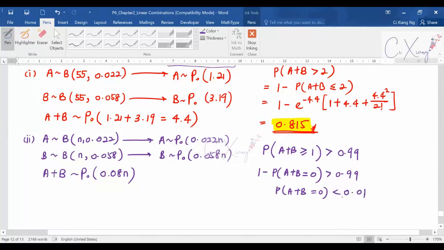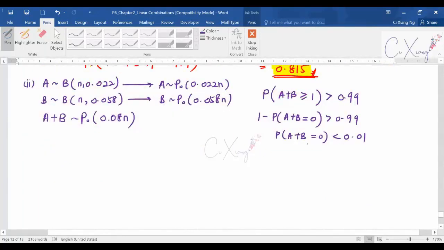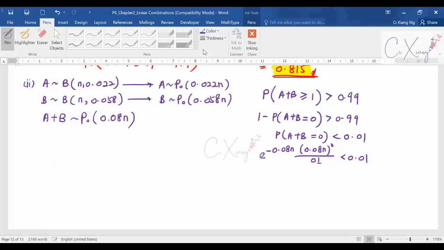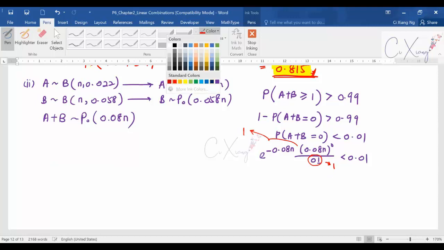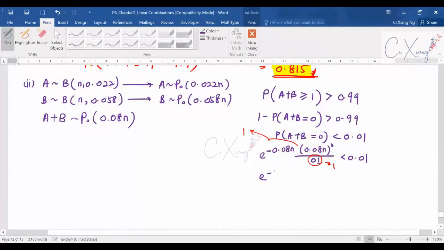Can I get an answer for the n? No, you can continue and try. When A plus B equals 0, it means e to the power of negative lambda, times lambda to the power 0, divided by 0 factorial, is smaller than 0.01. Again, this value itself is 1, and this value also is 1. I think you tried before, right? Now you have e to the power of negative 0.08n is smaller than 0.01.